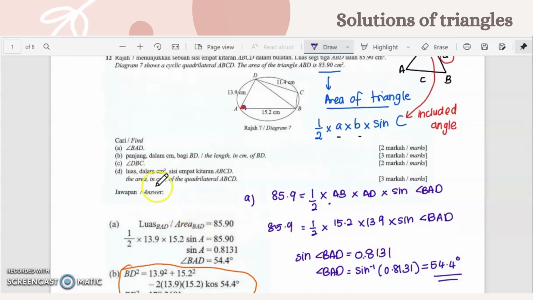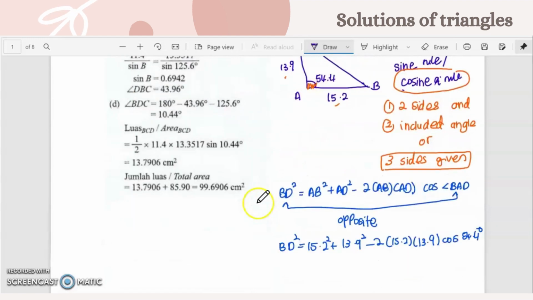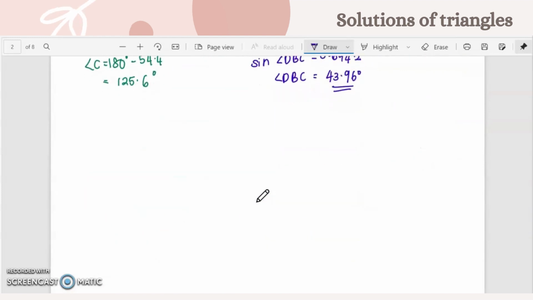So next we proceed to question D. What is it? Find the area of the quadrilateral ABCD. So we have to find the area of the quadrilateral. Since we know that this quadrilateral is a combination of two triangles, we just calculate the area of each triangle and add both areas. So for BAD we already have it, because the given one is 85.9.